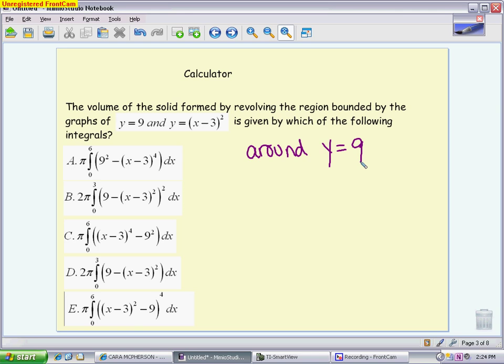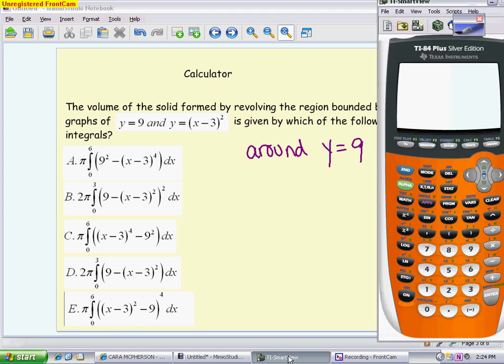So first let's get a little bit of a visual, and if it helps, you could do it on your calculator. So I'm going to go to y equals, I turn my plots off from the last thing I did. So I'm going to graph 9, and I'm going to graph x minus 3 squared. You should know that that's a parabola. It's been shifted over to the right. So there's my 9. There is my parabola.